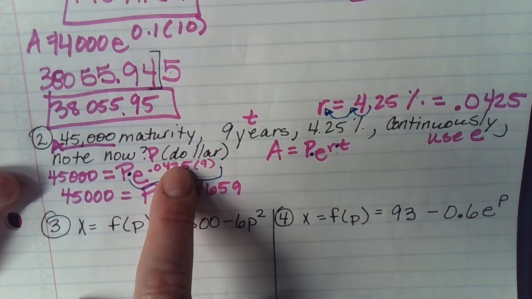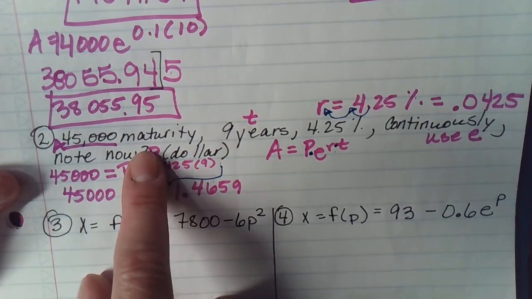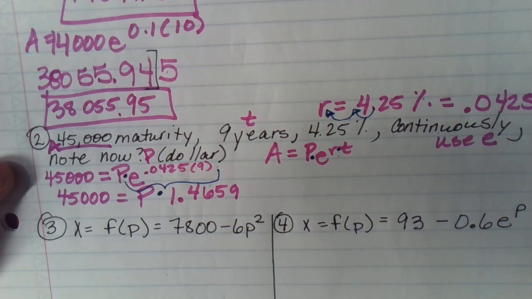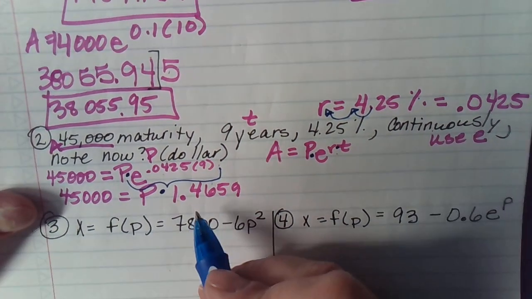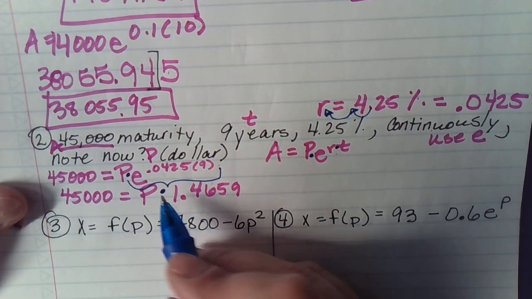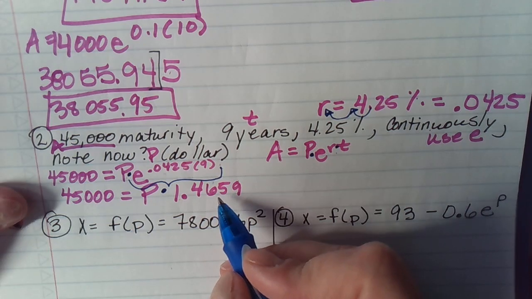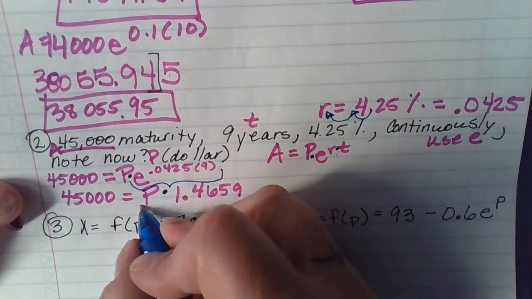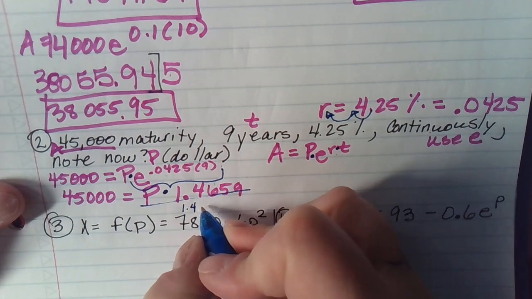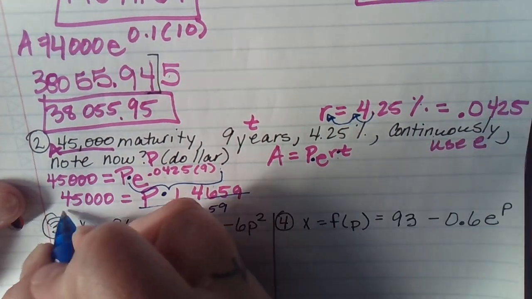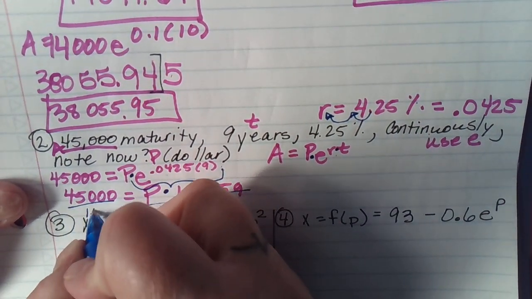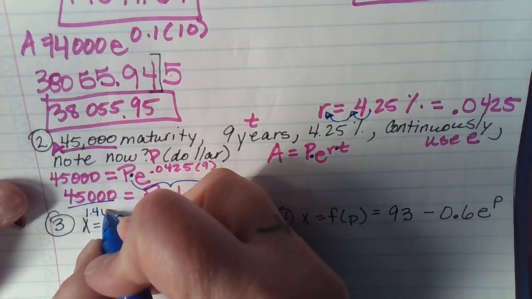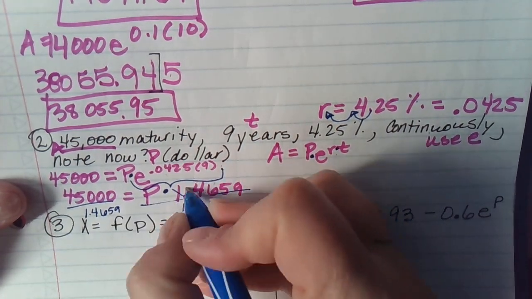Well, let's think about this. We're supposed to be getting the letter P by itself. How can we get the letter P by itself if right now it's multiplying with a decimal? What's the opposite of multiplying? And the answer is dividing. So we're going to divide both sides by that decimal.